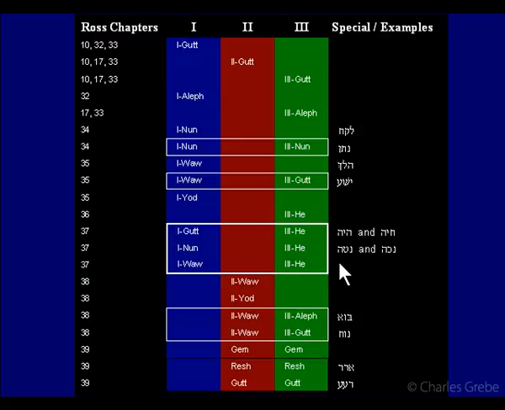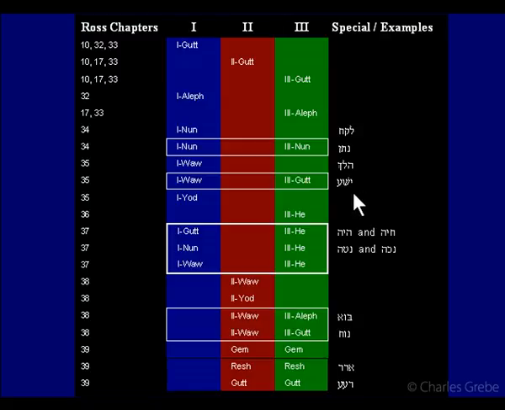Now we've actually already seen some doubly weak verbs, right? If you go back up here to chapter 34 in our first nun chapter, we saw natan. And natan was first nun, third nun. And we looked at that as a category by itself because it's very common, but it's also irregular because both of these nuns can drop off or assimilate depending on what's happening.